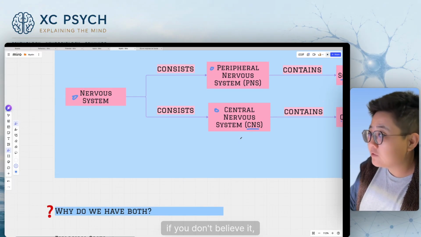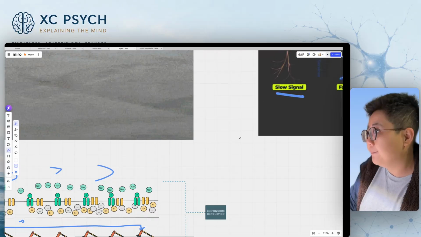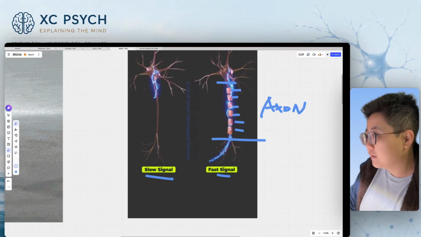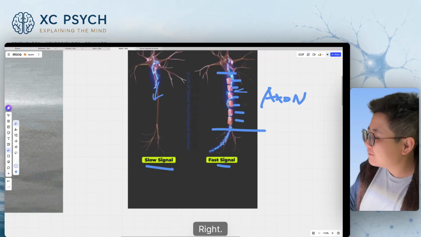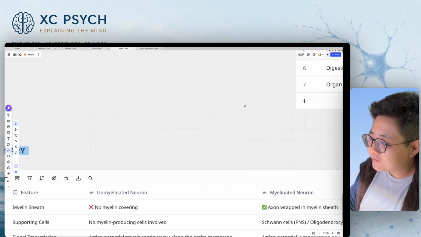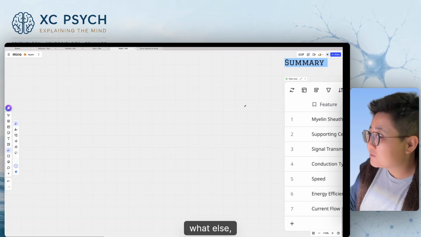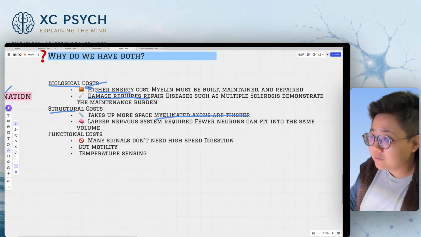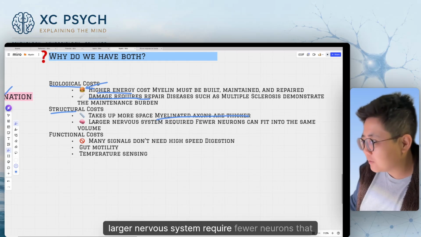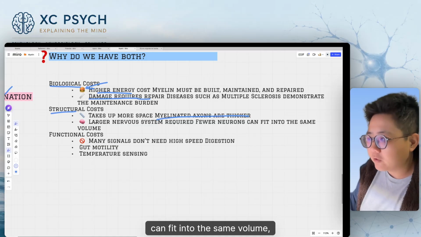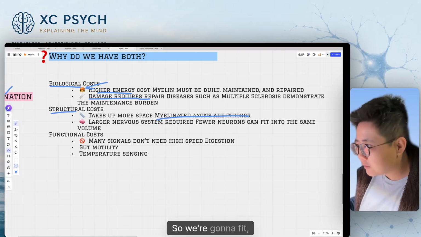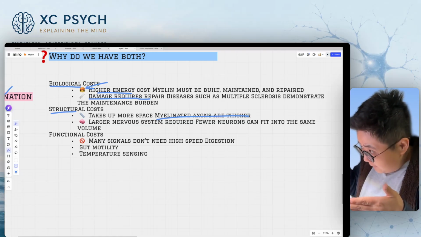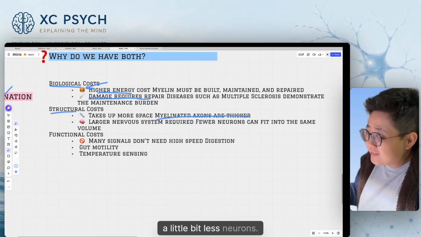If you don't believe it, just look at this photo again. Skinny, thick, right? So what else? Functional costs. Sorry. Also, a larger nervous system means fewer neurons can fit into the same volume. We don't want to be bloated, so we're going to fit a little bit fewer neurons.